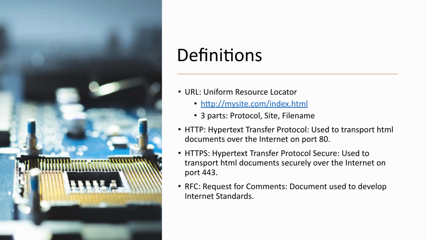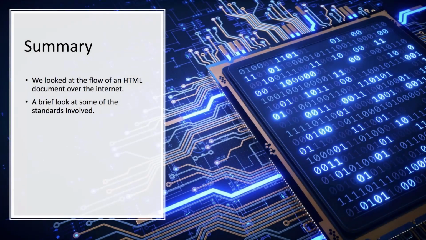Let's go ahead and wrap this lesson up. In summary, we looked at the flow of an HTML document over the internet from your browser, starting with the URL request, gets routed over the internet to the right server, turned into HTML, and delivered back over HTTP or HTTPS back to your browser where it's rendered. And then we also took a brief look at some of the standards and definitions involved in that delivery.